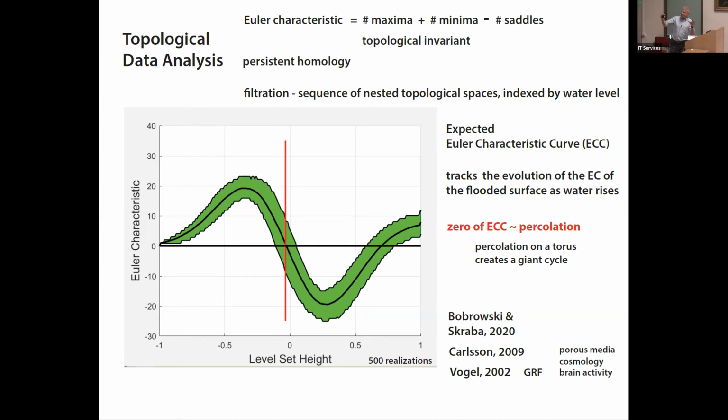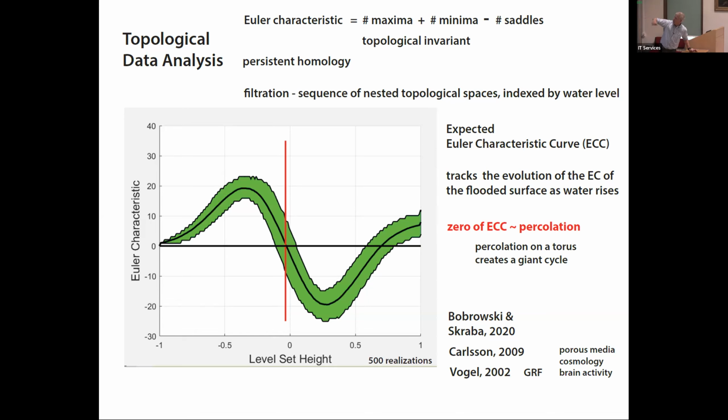The Euler characteristic of one of those surfaces is not so interesting. What's interesting is how that changes when you start below the surface. You just hit a bunch of minima, and then you start to get more saddles. And so this is this so-called Euler characteristic.